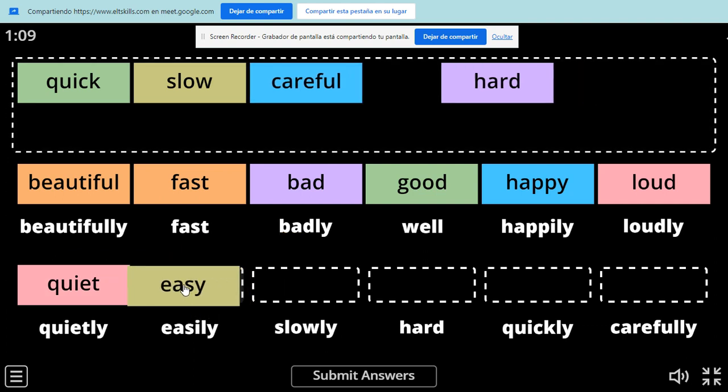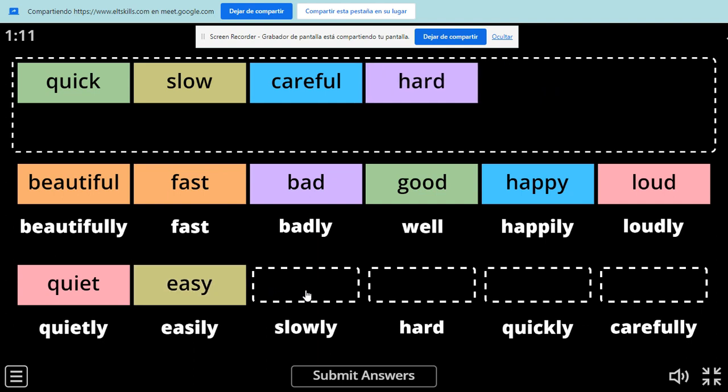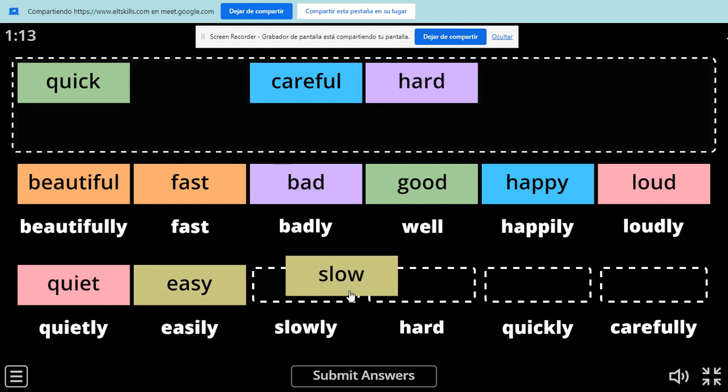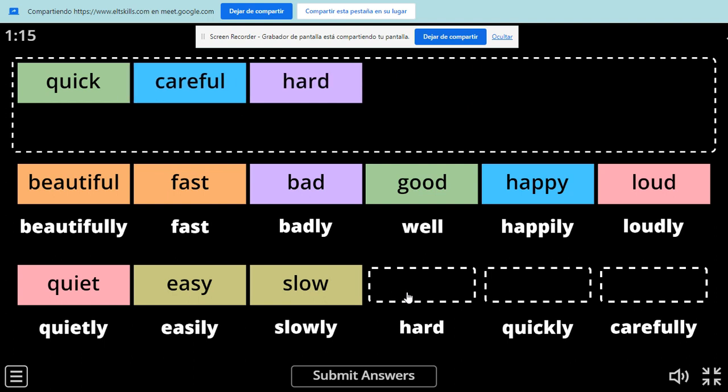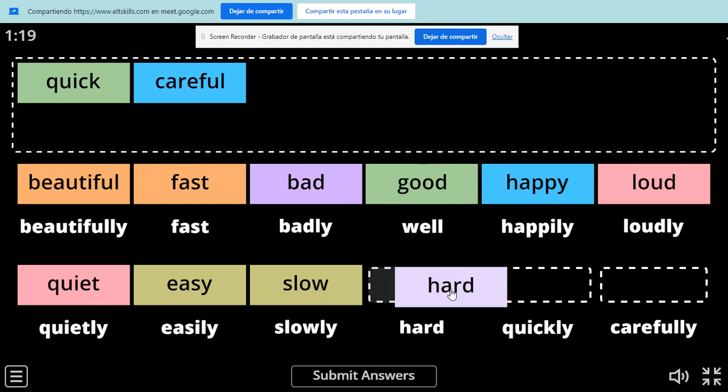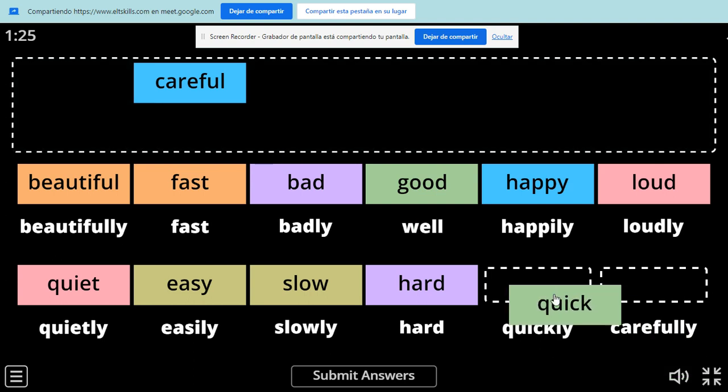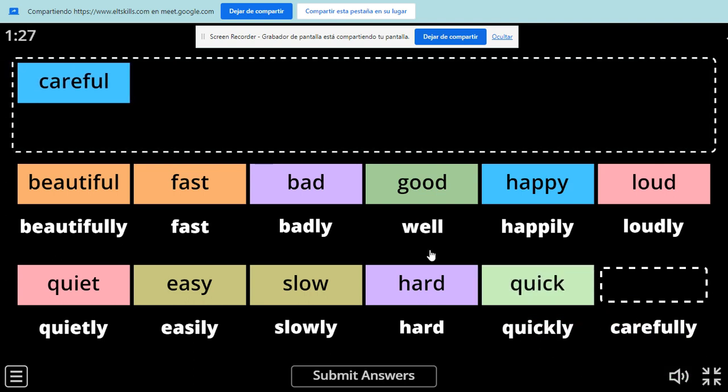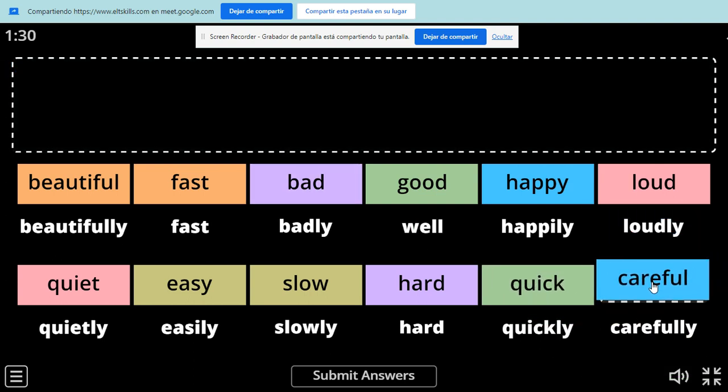Easy. The adjective of slowly. Slow, good. The adjective of hard. Hard or quickly. Quick, very good. And for carefully. Careful. You see?